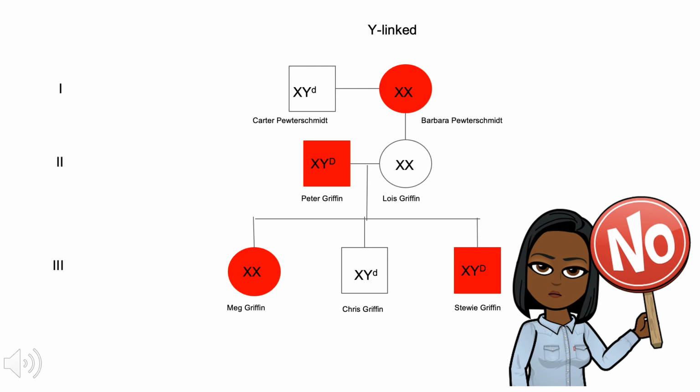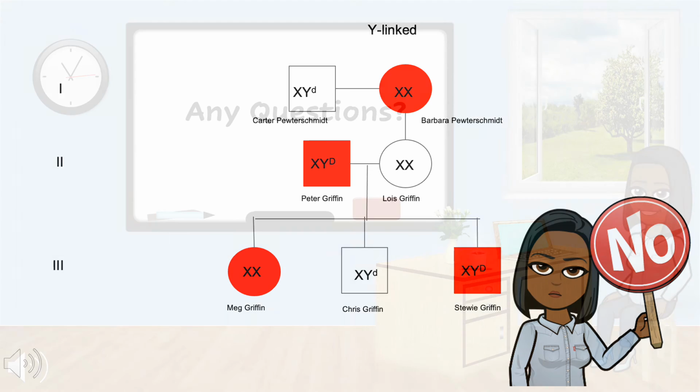And this pedigree is not Y-linked because in a Y-linked pedigree, all of the males will have to be dominant for the trait. But in my pedigree, there are females that are shaded, which means that there cannot be a Y-linked inheritance with this pedigree.